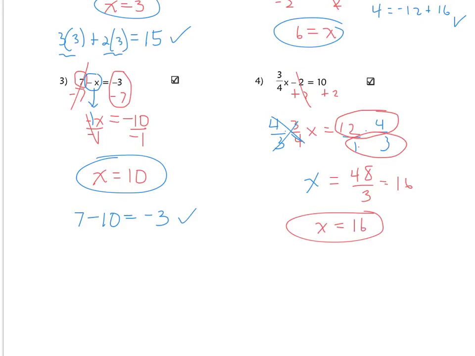If we check this, 3/4 of 16 minus 2 equals 10. Well, 3/4 of 16 is 12, minus 2 does equal 10. So check, it works. Alright, so we're still working with solving two-step equations.